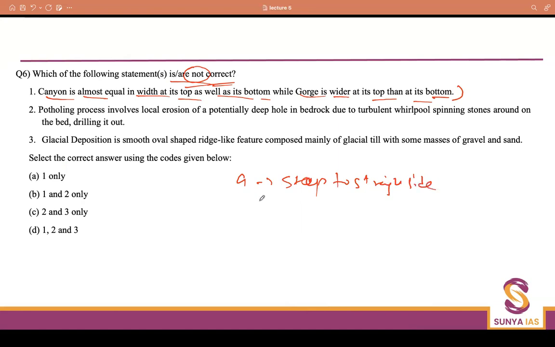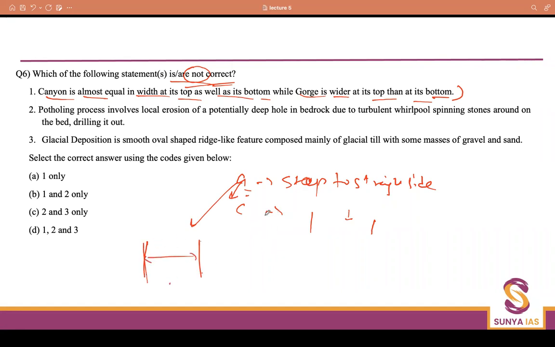All right. And canyons, when you talk about canyons, they're characterized by steep step-like side slopes. Maybe they can be as deep as gorges also. All right, a gorge. When we talk about a gorge, it is almost equal in width at its top as its bottom. So it would be somewhat like this, equal in width, both at the top and the bottom.